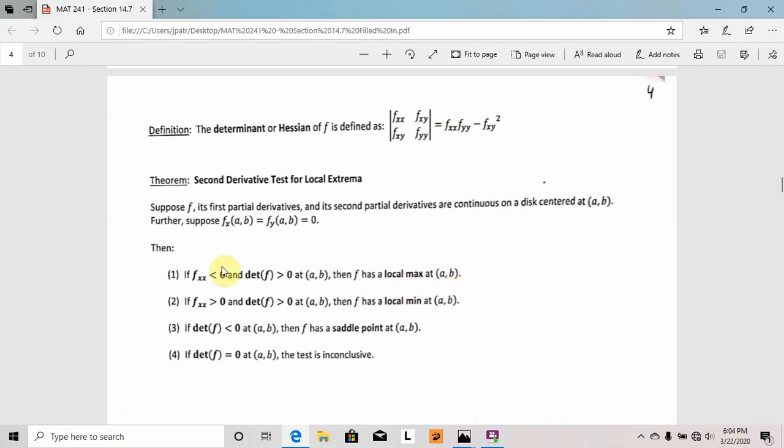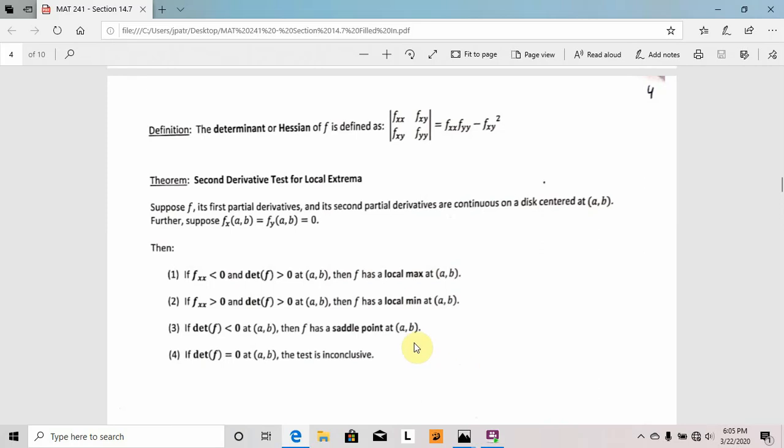So it's a local max. It's the same thing here, right? You get a negative second partial derivative with respect to x, you're going to get a local max. And then like in Calc 1, where if the second derivative is positive, then it's concave up, so a critical point has to be at the bottom of the valley. So same concept here, right? Second partial with respect to x, if that's positive, you're getting a local min. So those are the first two.